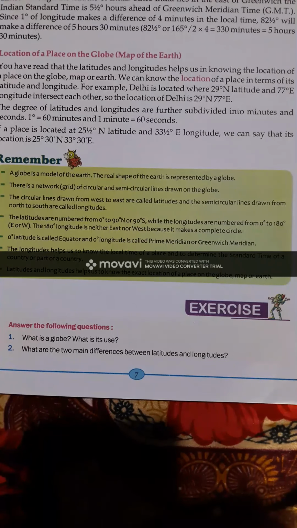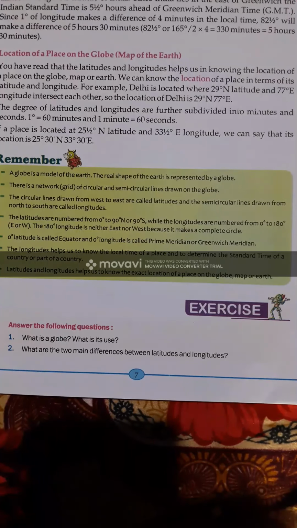A place is located at 25.5° north latitude and 33.5° east longitude. We can say that its location is 25° 30 minutes north and 33° 30 minutes east.